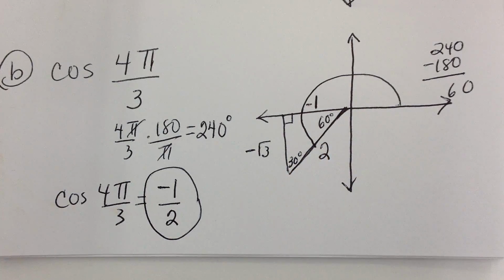So looking at that problem, cosine of 4 pi over 3 would give you negative 1/2. Cosine of 4 pi over 3 is negative 1/2.